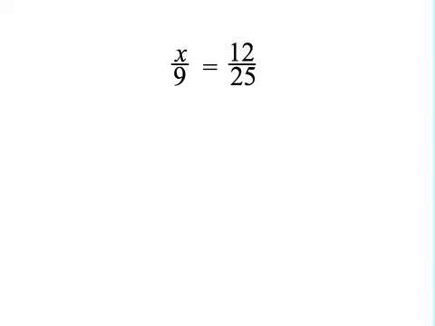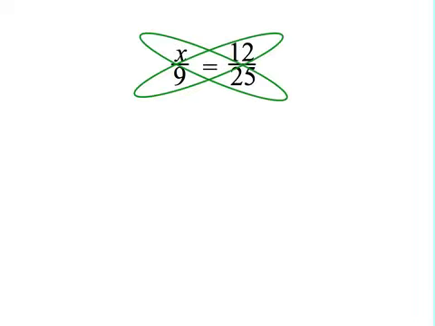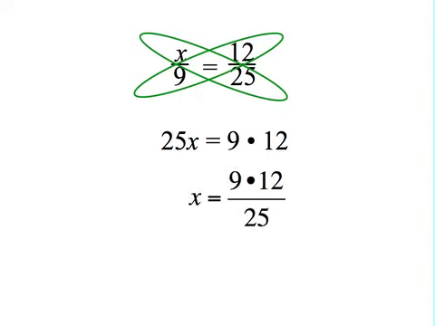Here's x over 9 is equal to 12 over 25. We cross multiply, and that gives us 25x is equal to 9 times 12. Then x is equal to 9 times 12 over 25. And we're going to use a calculator on this. We do 9 times 12, get a product, divide that by 25, and our solution is 4.32.